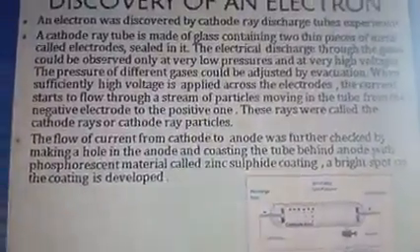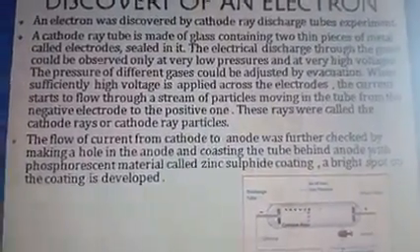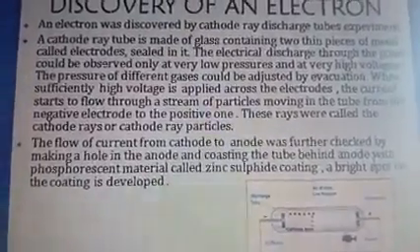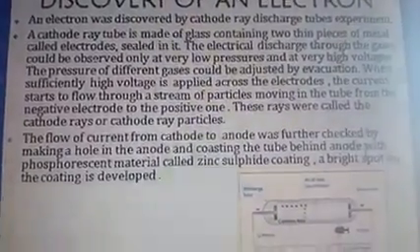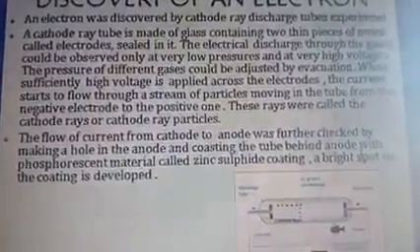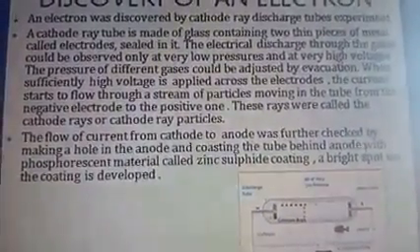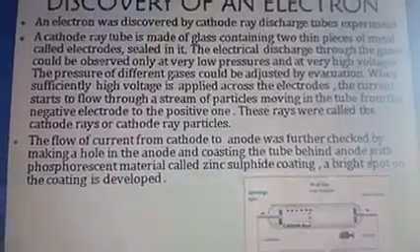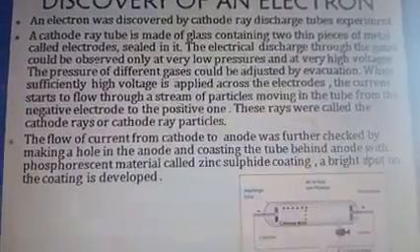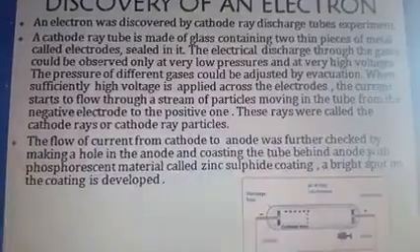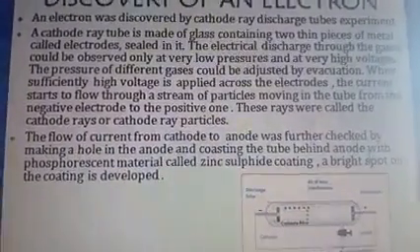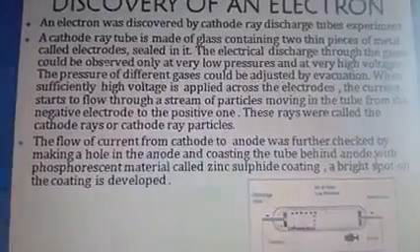Now, these cells are of two types. One is the electrochemical cell, which can convert chemical energy into electrical energy, and the other is the electrolytic cell. Electrolytic cells are those cells which can convert electrical energy into chemical energy.